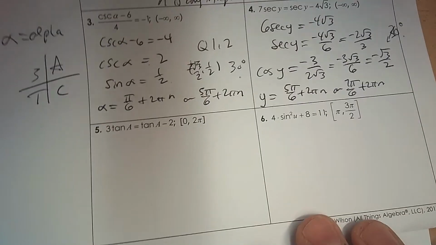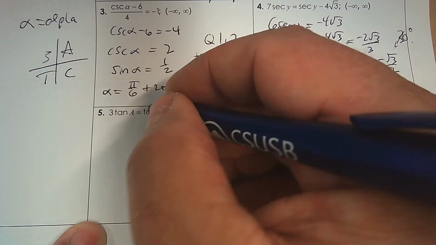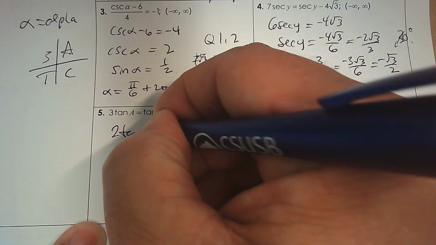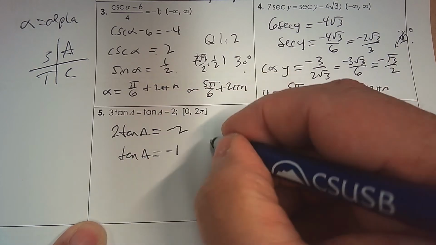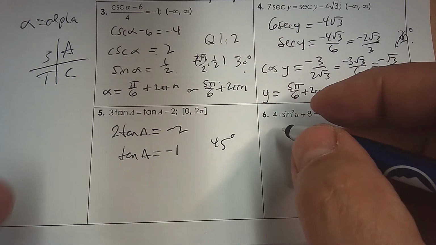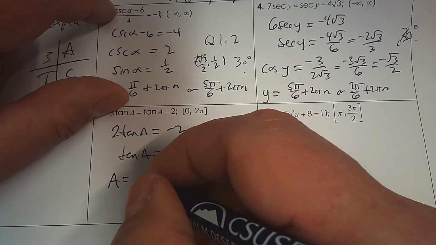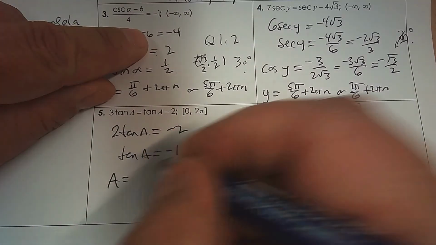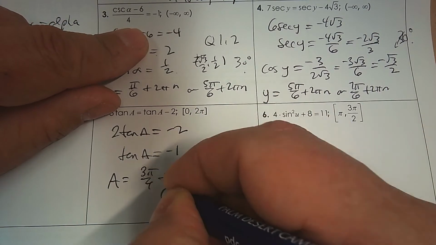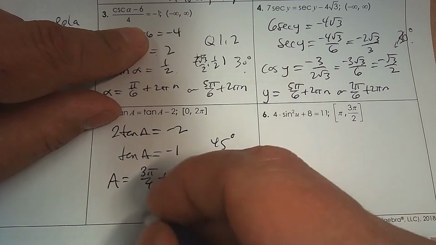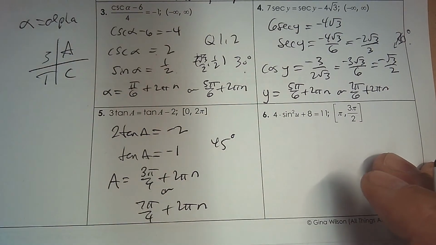Number 5, big A. Get tangents together. Subtract 1. So 3 subtract 1, that's 2 tangent A, combining like terms. Divide by 2, and you get negative 1. That's a 45 degree reference angle when tangent's 1. But where is it negative? So it's negative in quadrant 2. So that would be 3 pi over 4. And again, add 2 pi n. Or quadrant 4, that would be 7 pi over 4. And then 2 pi n. And again, n is any integer.